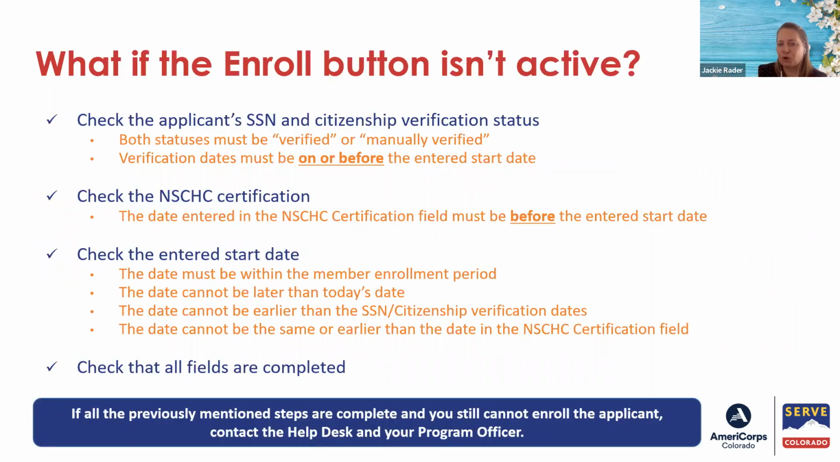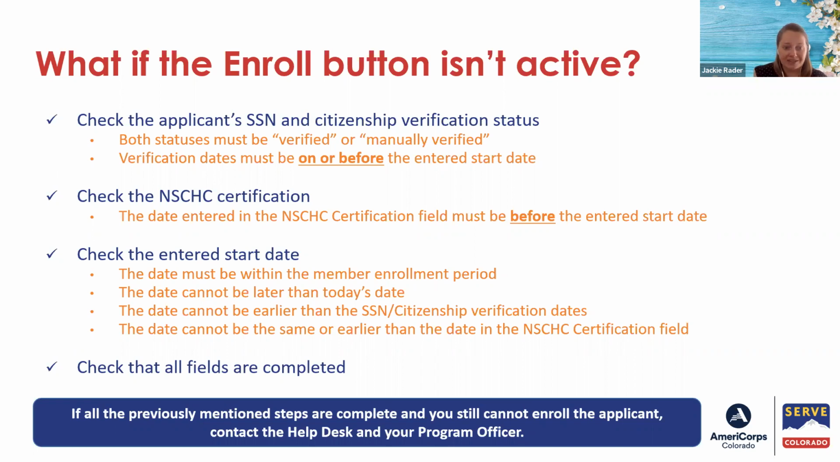So what happens if the enroll button in the enrollment form isn't active? This does happen periodically. There are some things you can do to double check. So check that the applicant's social security number and citizenship verification status say verified or manually verified. Verify that the dates are on or before the entered start date. If they are not, then you need to correct the start date. Check their criminal history check certification date. That date entered has to be before the entered start date. If it is not, then you need to fix the start date.